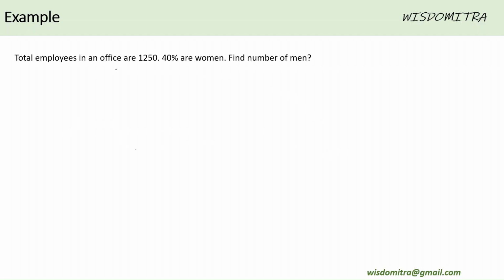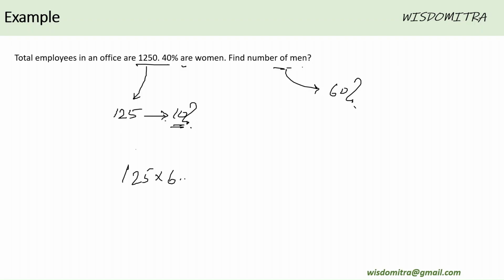Let us see this one. Total number of employees in an office are 1250. 40% are women. Find the number of men. So we can simply say that 1250 is the total number of people. That means what is 10% of this? 125. So now basically we know that 10% of this particular number is 125. We are being asked the number of men. That is, we are being asked what is 60% of this number. It's nothing but 125 six times. We have to quickly multiply these two.